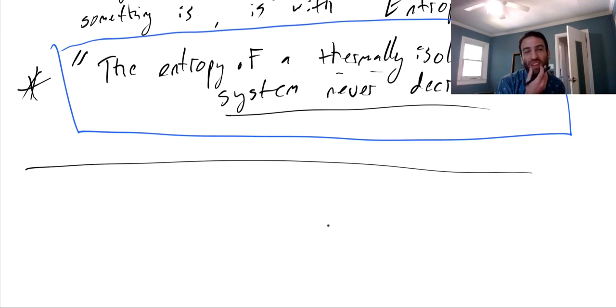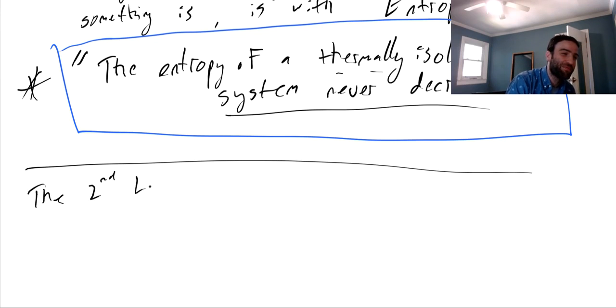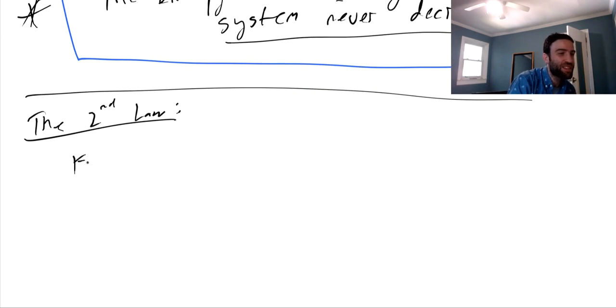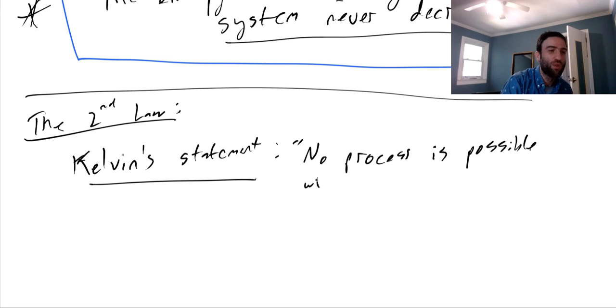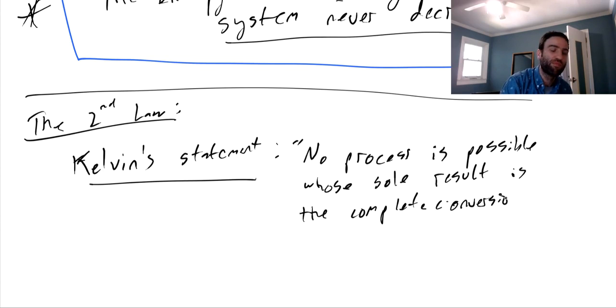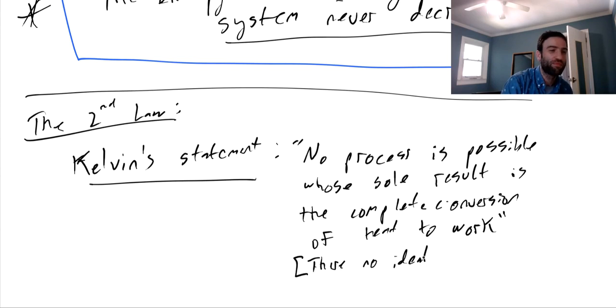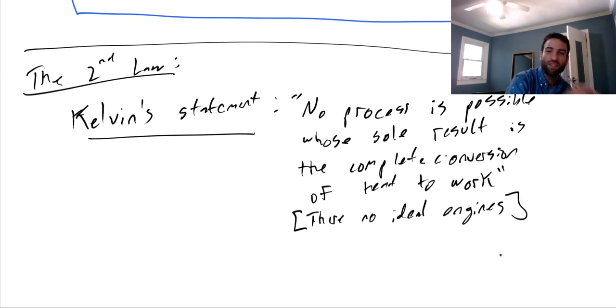Historically, the way the second law was said sounds very different. I'm going to give you two versions of it. Here's Lord Kelvin's statement. Kelvin's statement is that no process is possible whose sole result, whose only result, is the complete conversion of heat to work. This is sometimes summarized as there are no ideal engines. Okay. Interesting.